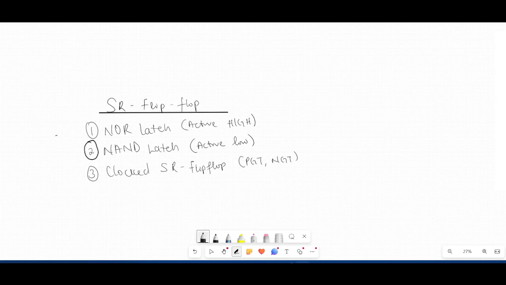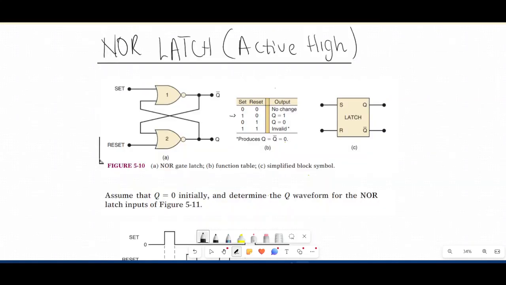So we have the NOR, the NAND, and the clocked SR flip flop. We're going to be starting with the NOR flip flop for now. So the NOR flip flop is an active high. I will explain that. So this is the NOR flip flop. It's an active high latch.